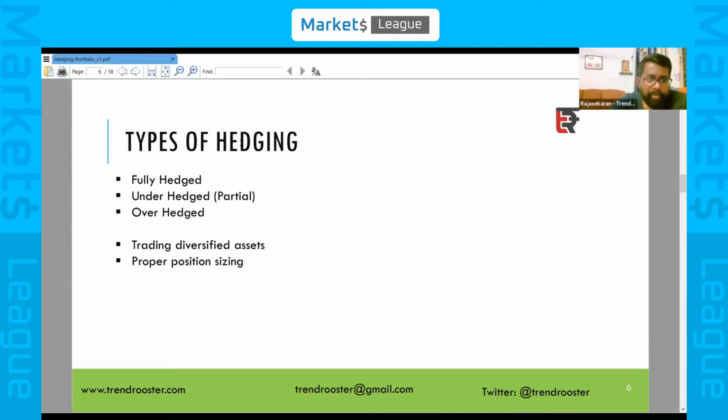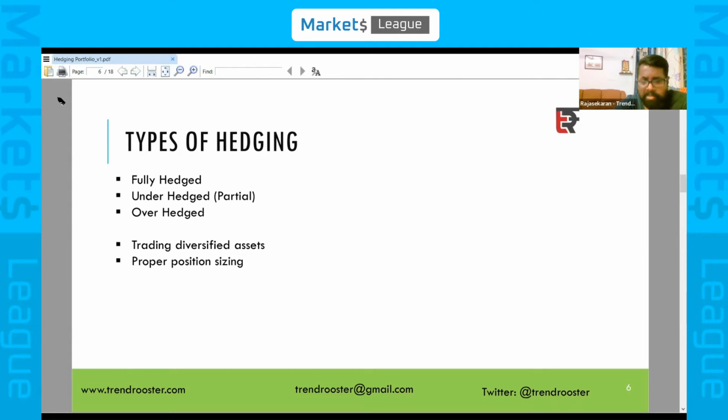So again, we have just looked at the varieties of hedges. Now there are types of hedges: fully hedged, under hedged and over hedged. Fully hedged means whatever you're trading, like iron fly, iron condor, or a 100% calendar, 1:1. These are called fully hedged, which means you're paying upfront to protect your shorts.